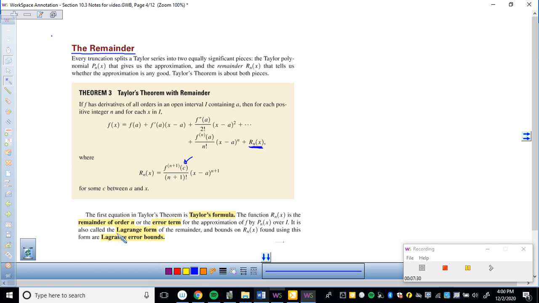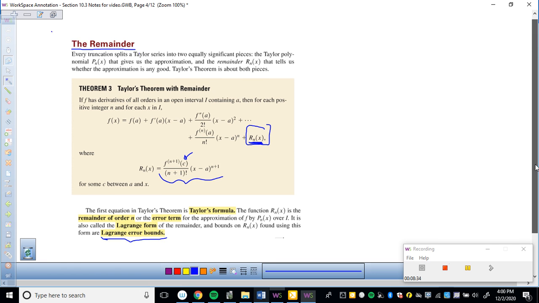It's also called the Lagrange form, or for the way that we will be using it, we will be using something called the Lagrange error bound. So we are going to be using this next term right here, which is this guy, to help us approximate an upper bound for the error. So the maximum error that can be introduced if we cut the polynomial off at the nth term. Okay, so let's see what we do with this.